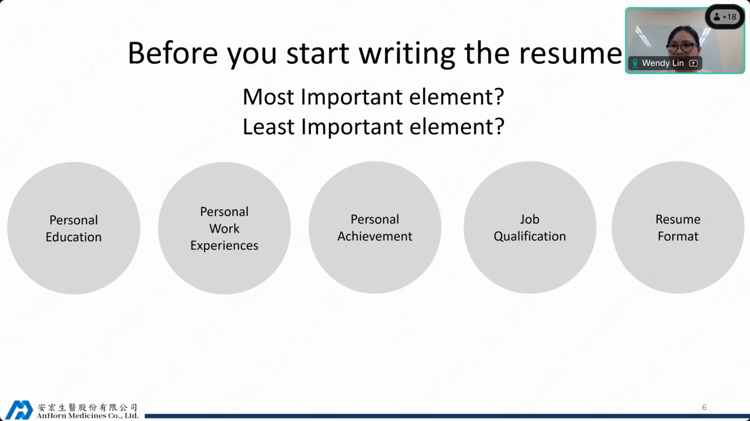Is there anyone that would like to answer? Okay, so personal work experience. Let's start from the most important element. A classmate mentioned that personal work experience is the most important element. Are there any answers that are different from this one?